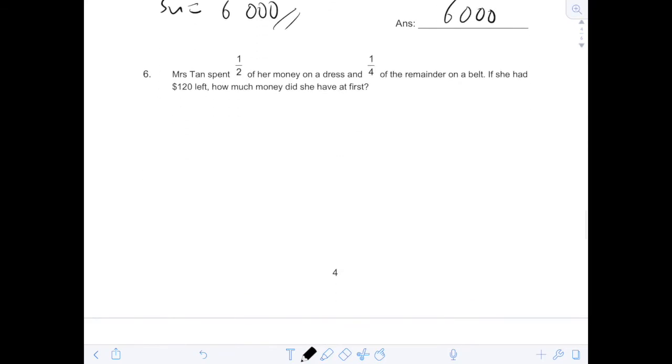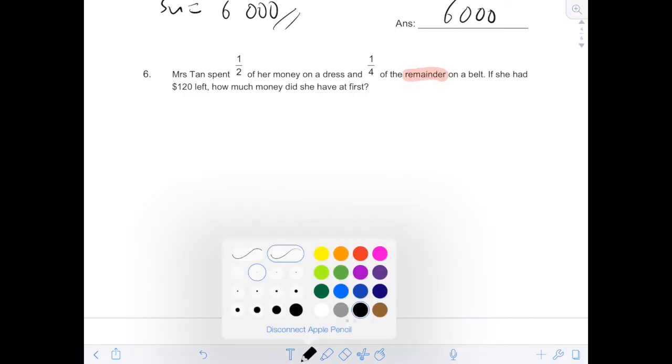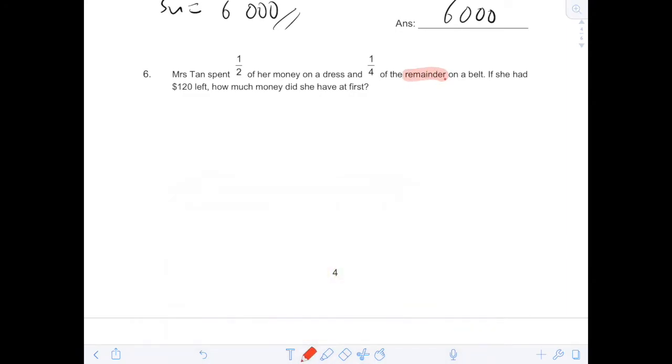Now we look at question 6. Mrs. Tan spent half of her money on a dress and 1/4 of the remaining on a belt. So this is another remaining question. Remember, it's like a fishtail. I'm going to highlight and underline to show you how important it is.